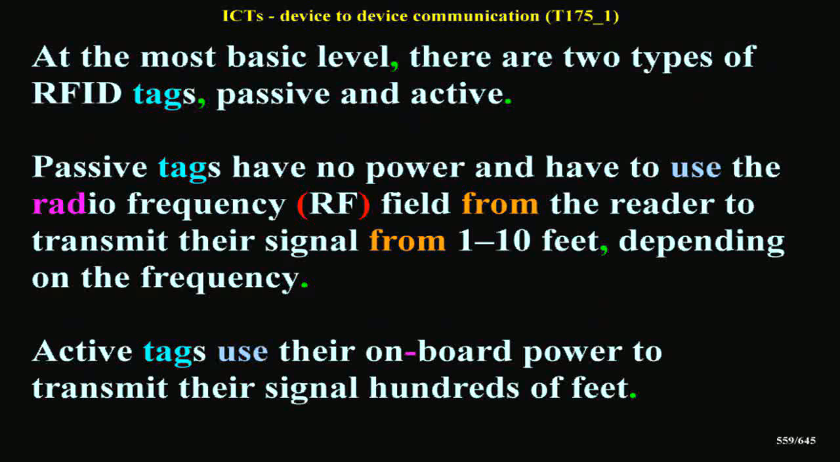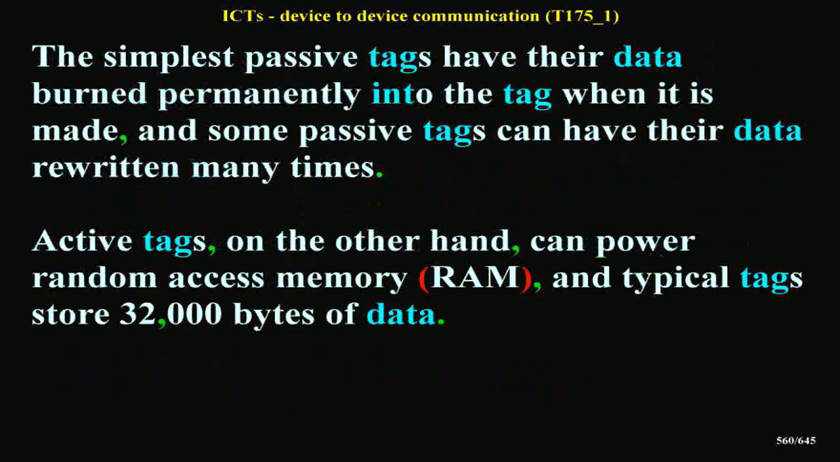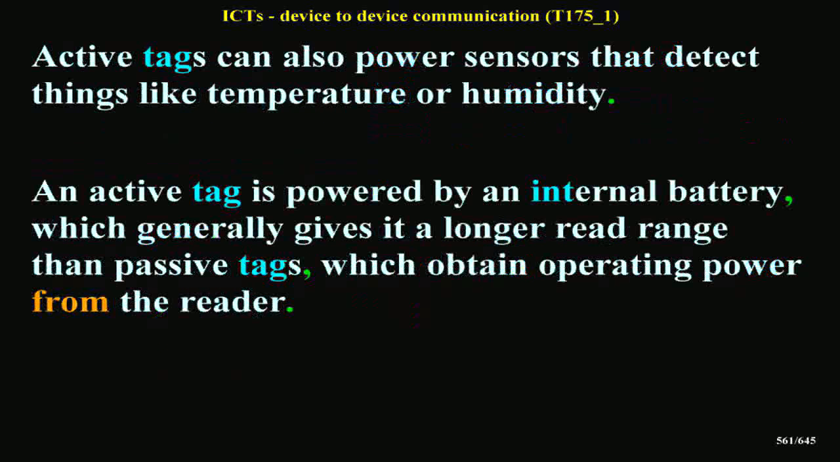Active tags use their onboard power to transmit their signal hundreds of feet. The simplest passive tags have their data burned permanently into the tag when it is made, and some passive tags can have their data written many times. Active tags, on the other hand, can power random access memory, RAM, and typical tags store 32,000 bytes of data.